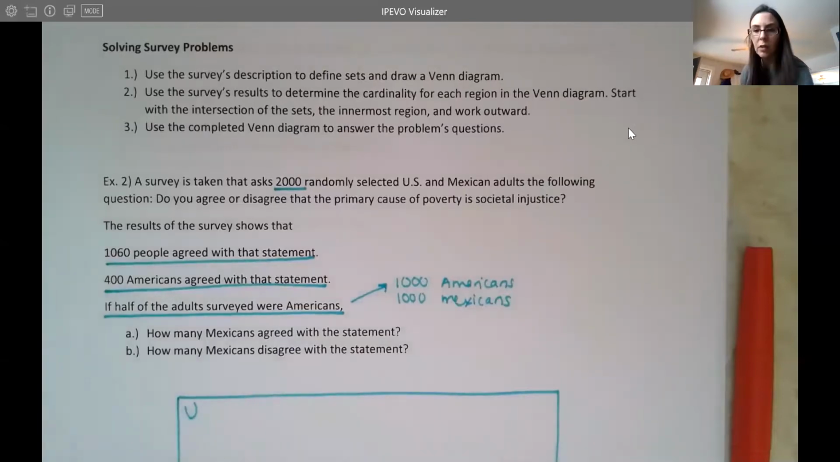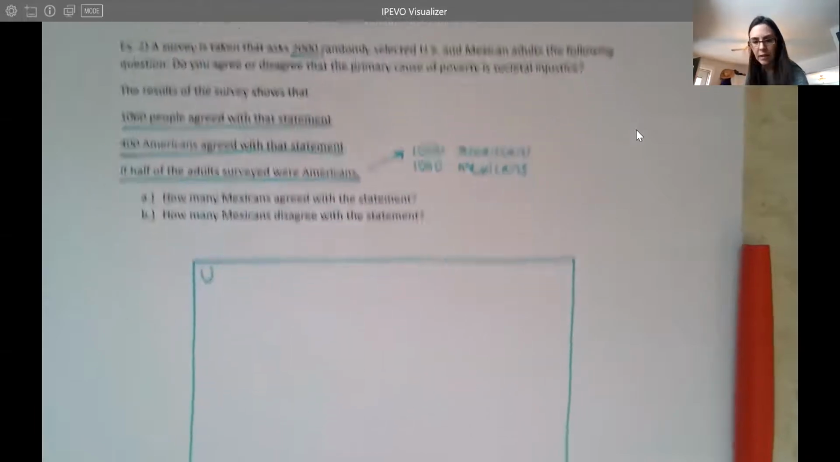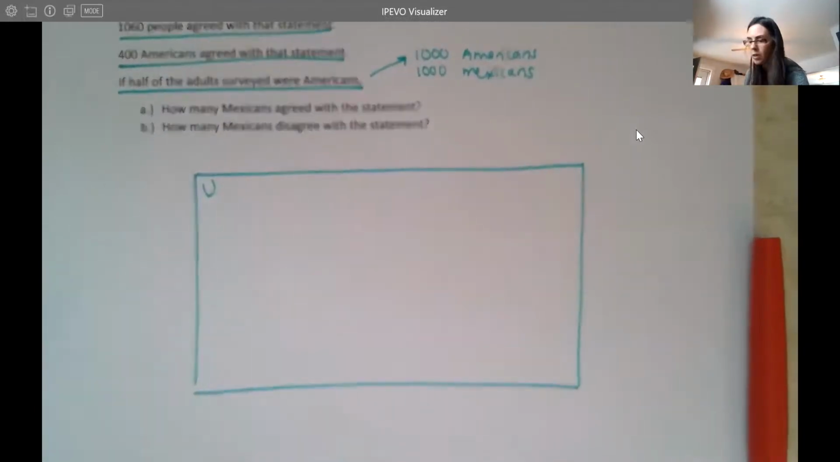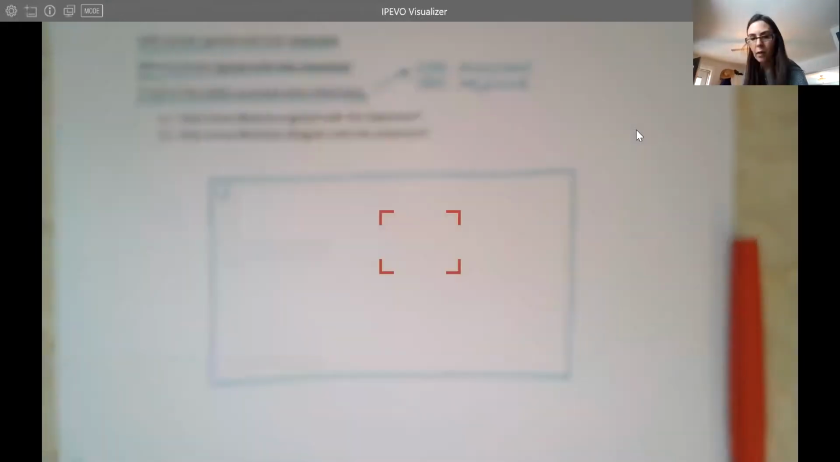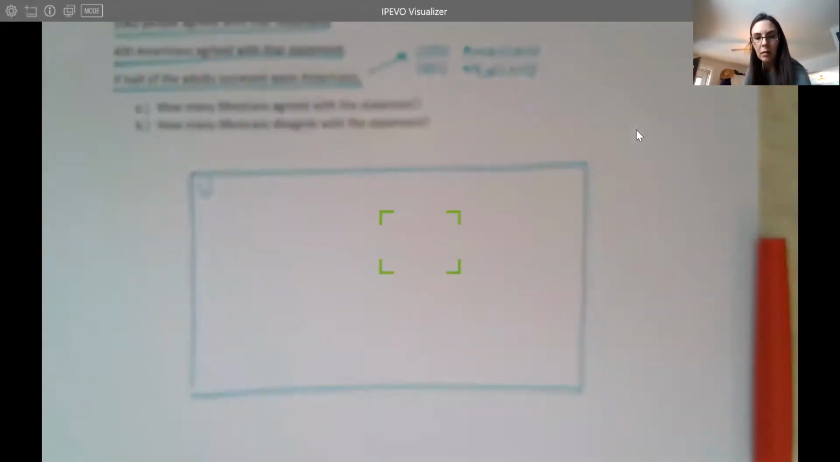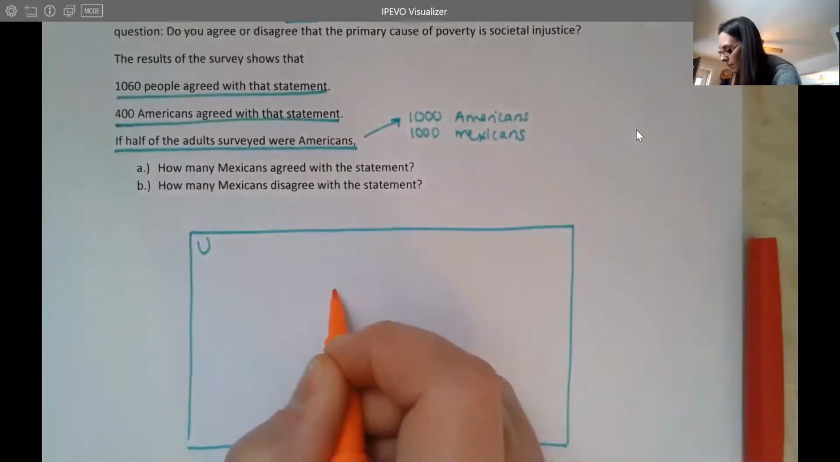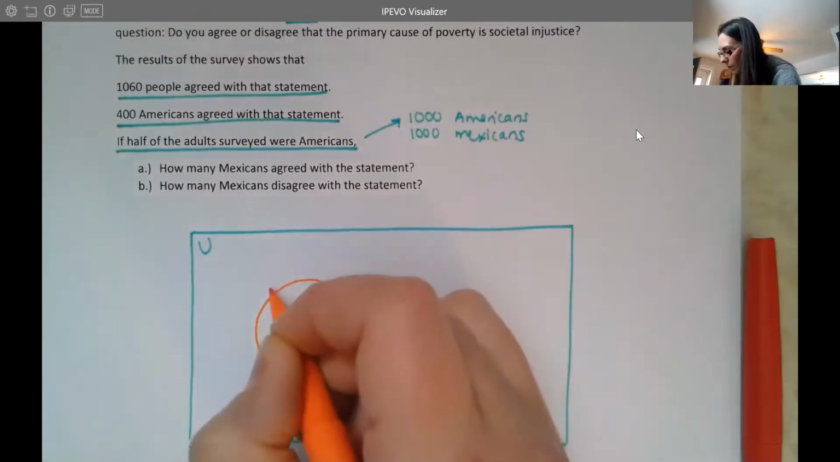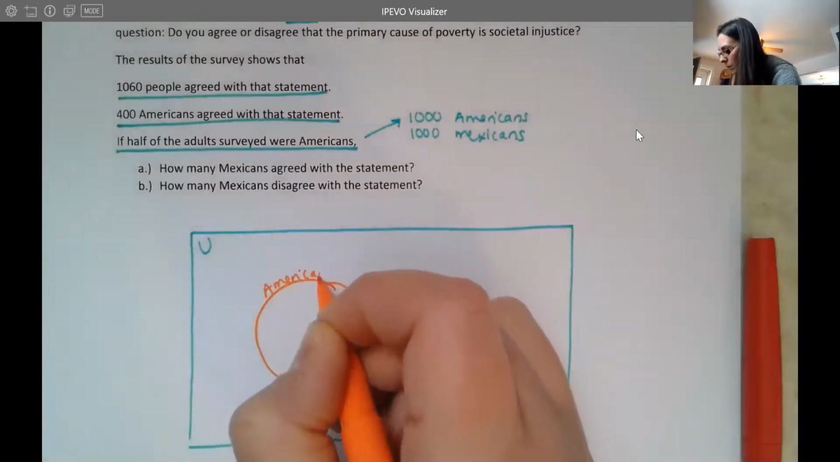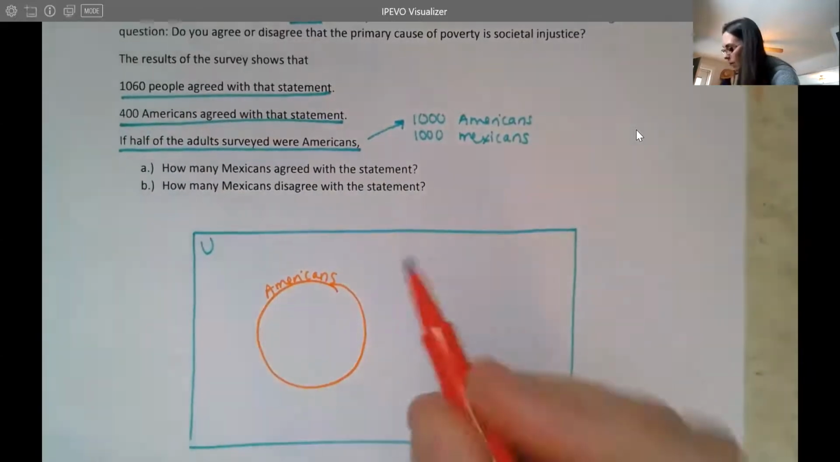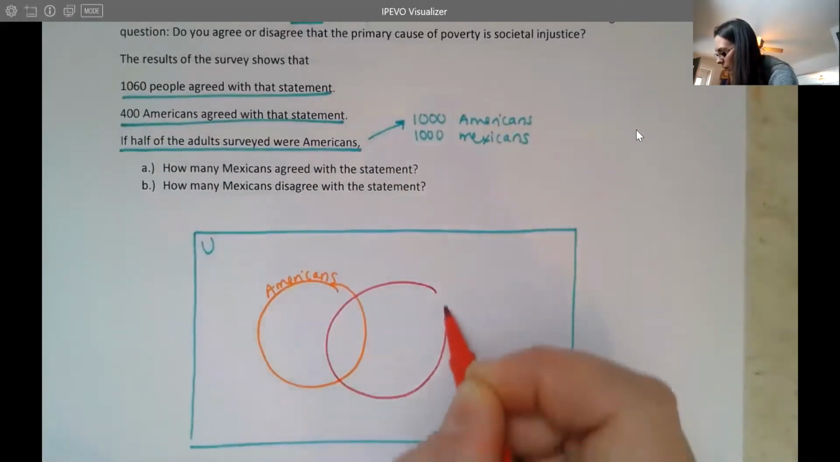So we're just going to start with our universal set. Now, there are a few different ways you could set this up. I'm going to follow along with the book here and do it their way, but I can see you thinking of different ways to interpret this or to draw the Venn diagram. But I'm going to go ahead with the book. Let's try this again. All right, so what the book is suggesting to do is to have one set be Americans. And have the other set be those who agree with the statement.